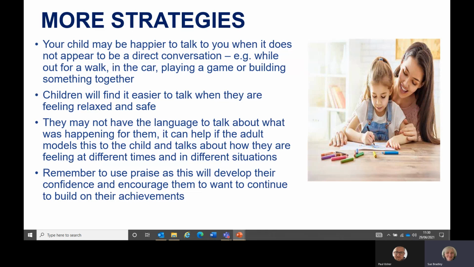More strategies. Your child may be happier to talk to you when it doesn't appear to be a direct conversation. So whilst you're out for a walk, in the car, when you're driving, playing a game or building something together. Children and young people find it easier to talk when they are feeling relaxed and safe. They might not have the language to talk about what was happening to them or for them. It can help if the adult models this to the child and talks about how they are feeling at different times and in different situations.